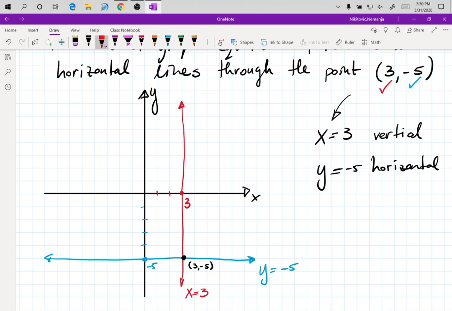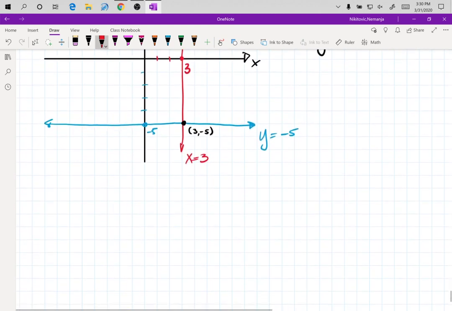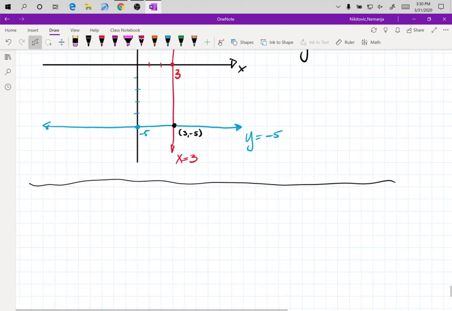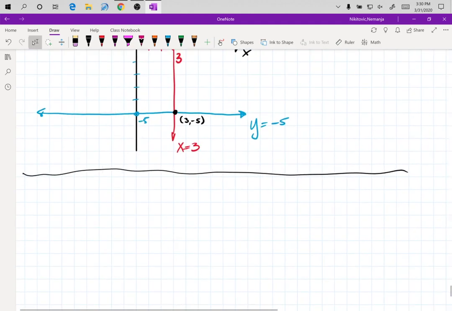Now we have a whole bunch of other problems. Another big one that is definitely going to be in some form on the test in 2 days is going to be the slope of the line. Compute the slope of the line.